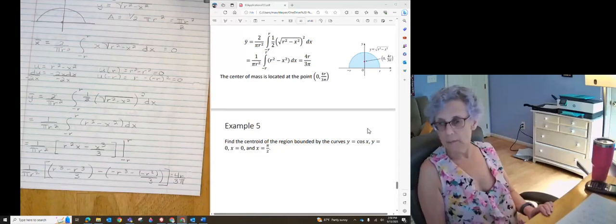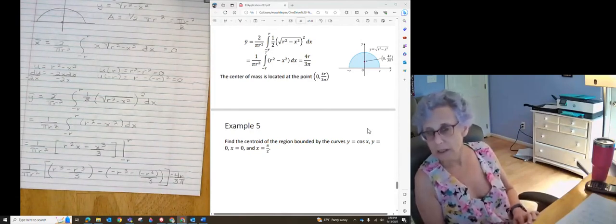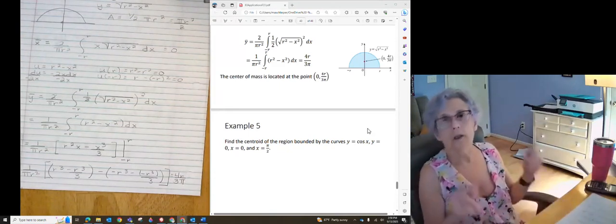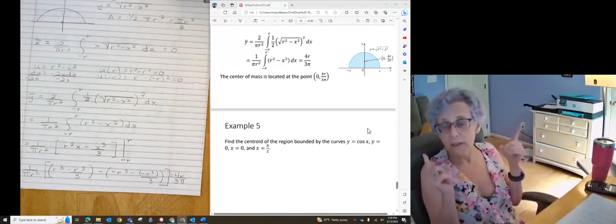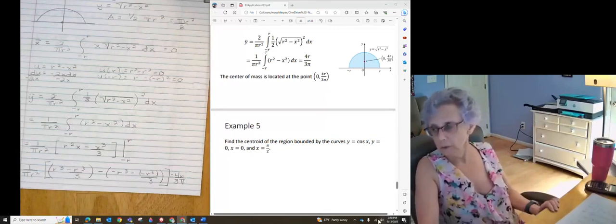Find the centroid of the region bounded by the curves y equals cosine of x, y equals 0, x equals 0, and x equals pi over 2. Step number 1, sketch your graph. So take a minute and do that, and I'll do it too.